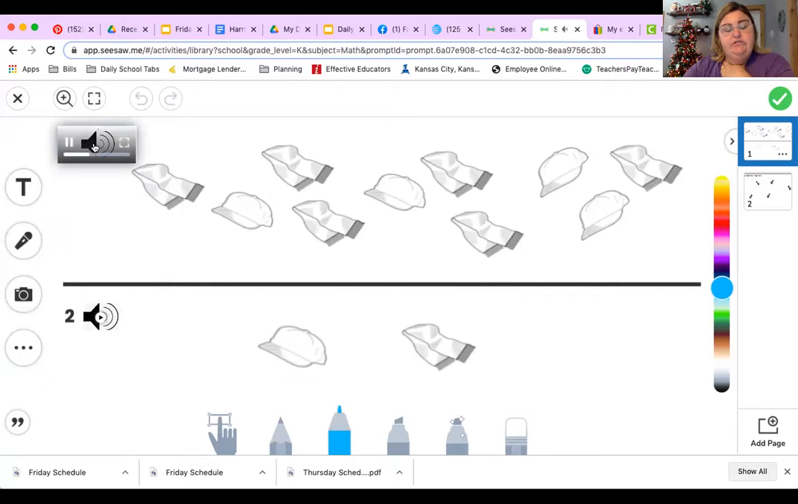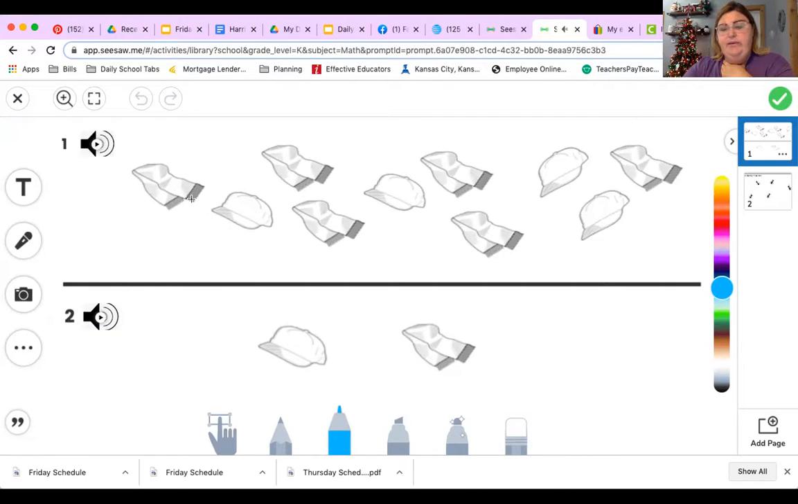Draw a straight line to see if there are enough hats for the scarves. Okay, so just like we did with the shirts and the ties, now you're going to draw a line to see if there are enough scarves and hats. So you're going to see if it's the same as or more than. Are there more hats or are there more scarves? Okay. Circle the picture that shows which there are more of, hats or scarves.